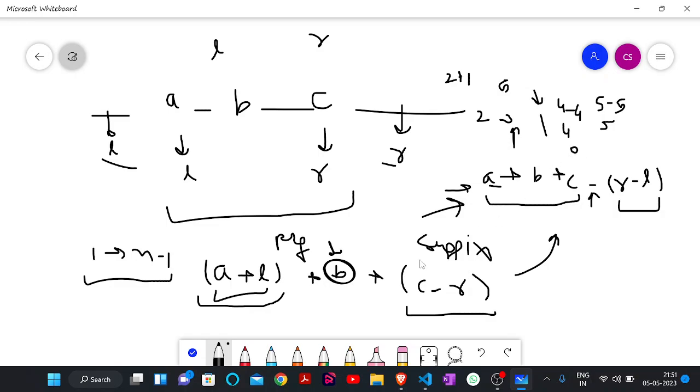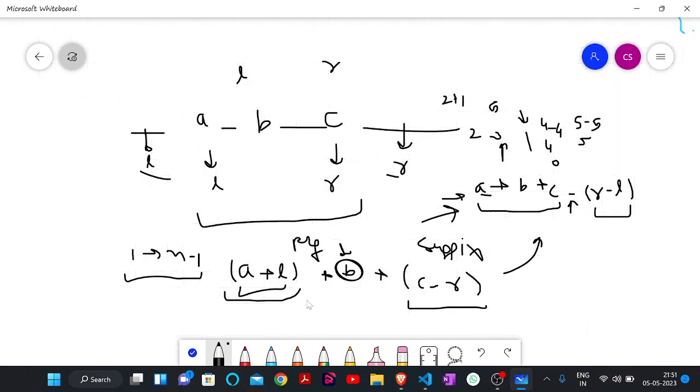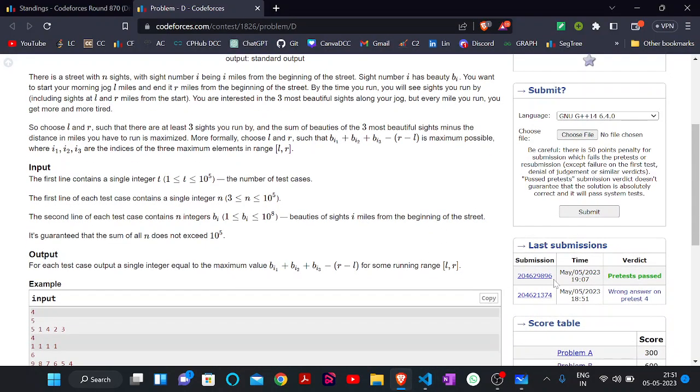So my target is that I will iterate from 1 to n minus 1 for every B, and I will make a prefix maximum array and a suffix maximum array, and from that I will choose what will be our final answer. So let's just see the code.